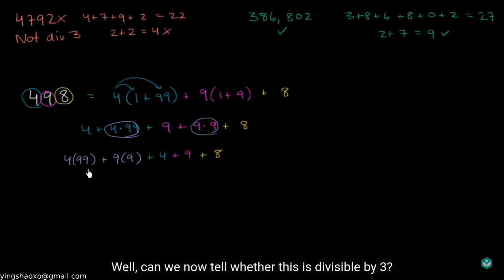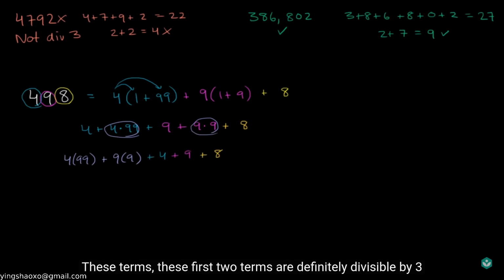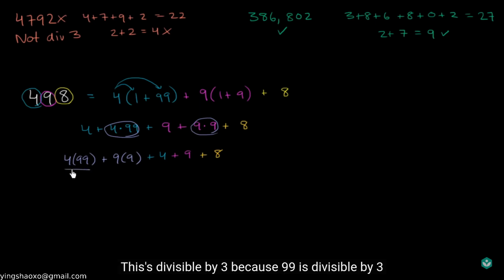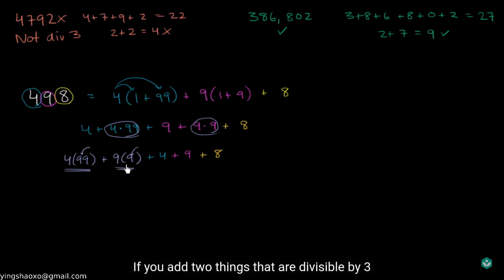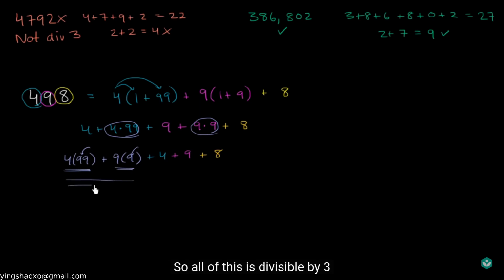Well, can we now tell whether this is divisible by 3? Well, these first two terms are definitely divisible by 3. This is divisible by 3 because 99 is divisible by 3 regardless of what we have over here. You don't even have to look at this. This is divisible by 3, so if you're multiplying, it's still going to be divisible by 3. If you add two things that are divisible by 3, the whole thing is going to be divisible by 3. So all of this is divisible by 3.